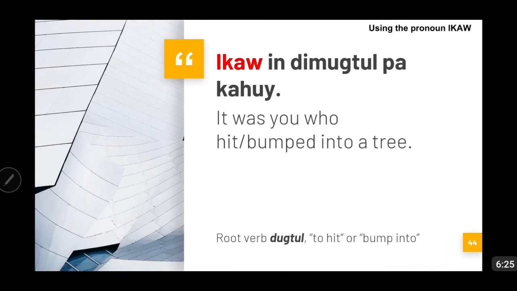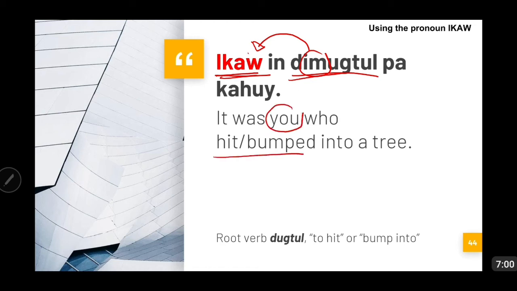Let's have an example with im verbs. Ikaw in dimugtol pa kahoy. Again, ikaw is written at the beginning of the sentence. Therefore, we use the ikaw form. And we have here the verb dimugtol. It is an im verb, an actor-focused verb. The focus is still the nominative pronoun ikaw, which is now the actor of the verb dimugtol. That's why it is translated as it was you who hit or bumped into the tree.